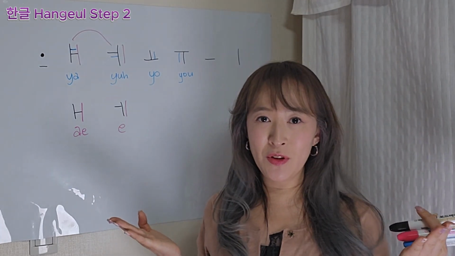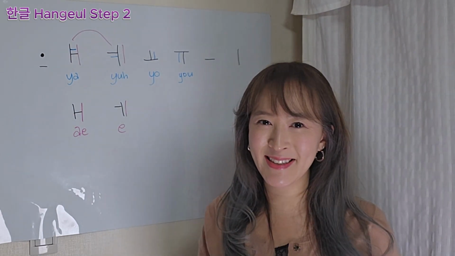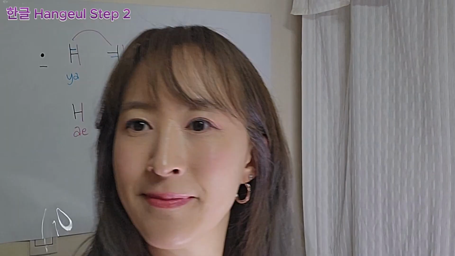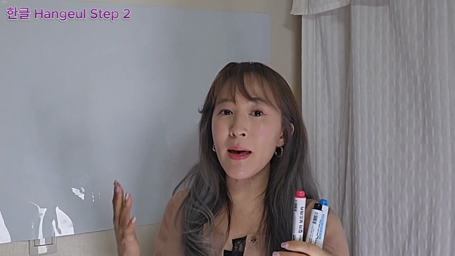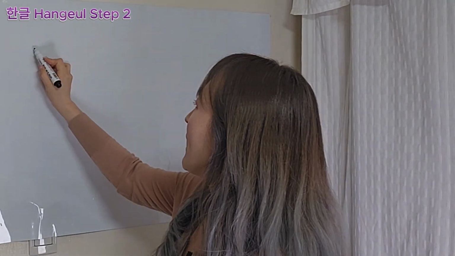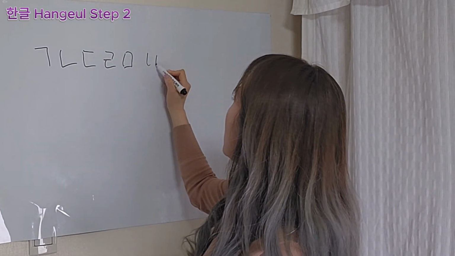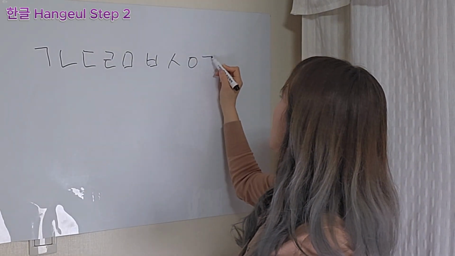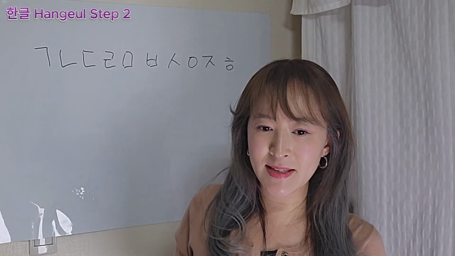So that's it for the vowels of today. And now let's move on to the consonants. So remember the 10 basic consonants we learned in the last video? We will be using them again to make the second set of consonants. So I'll just write them down as a reminder. 기역, 니은, 디귿, 리을, 미음, 비읍, 시옷, 이응, 지읒, 히읗, right? So these are what we had last time.